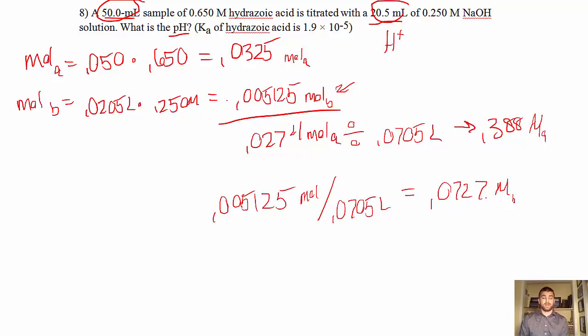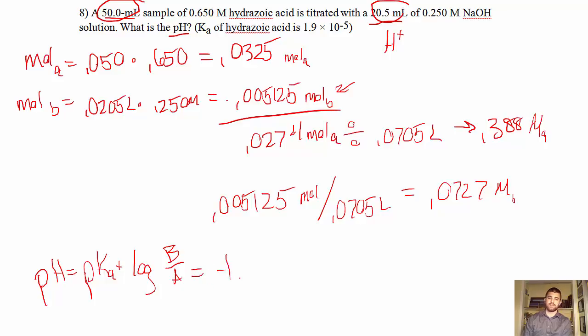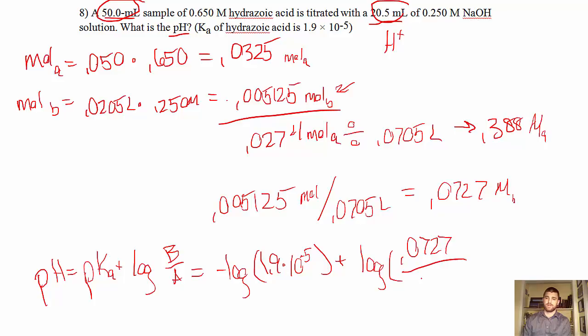So I got Ka, I got molarity of acid, molarity of base, and it's asking for pH, and there's a formula I know that has all those things. The Henderson-Hasselbalch equation. So now I'm just plugging and chugging. pKa is the negative log of the Ka, which is 1.9 times 10 to the minus 5, plus the log of the amount of base, which I got up here, 0.0727, all over the molarity of the acid, 0.388, and that is going to equal 3.99. That's it.